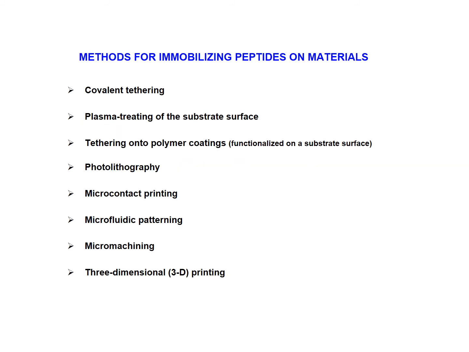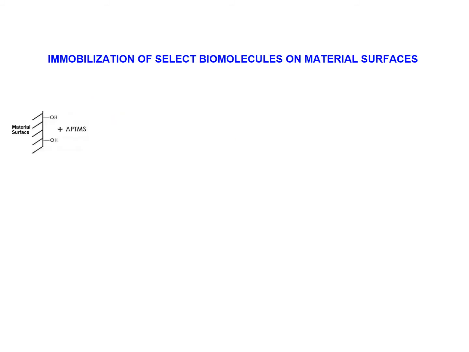A partial list of the chemical procedures which have been used to immobilize peptides on material surfaces is given on this slide and includes covalent tethering, photolithography, microfluidic patterning, all the way to three-dimensional printing. The chemical technique which was used to immobilize peptides on the surfaces of materials during the research projects conducted in my laboratory is schematically illustrated on this slide.